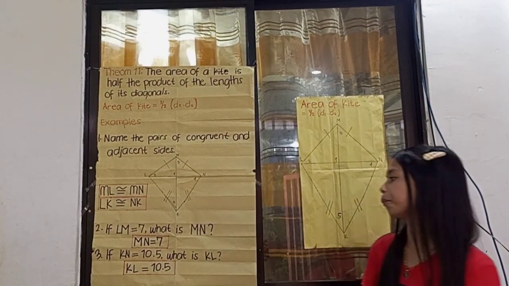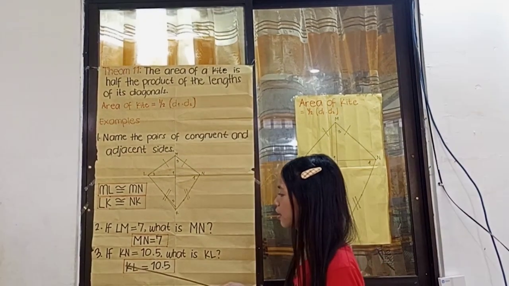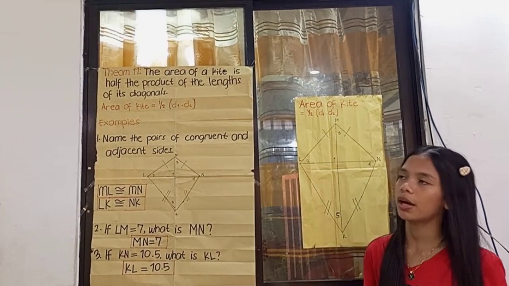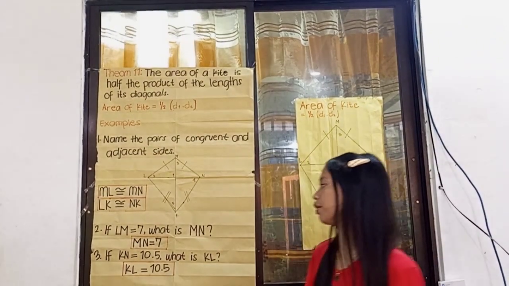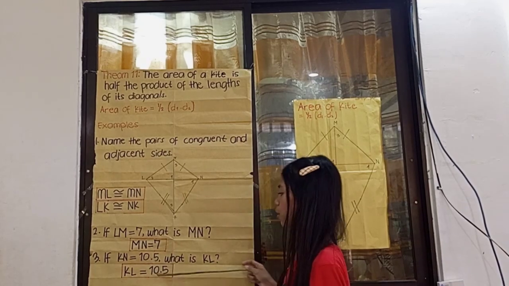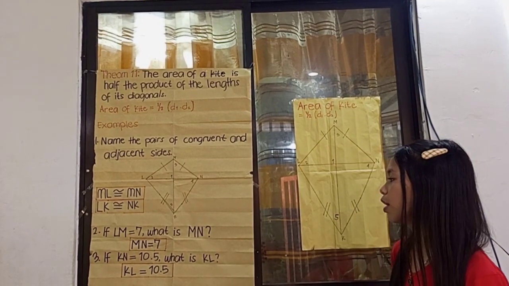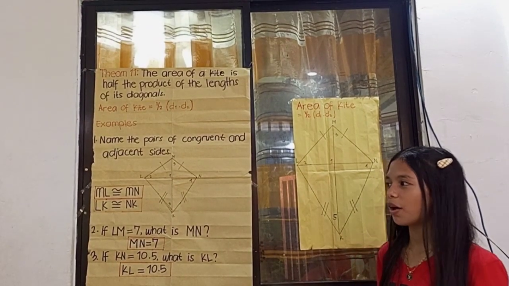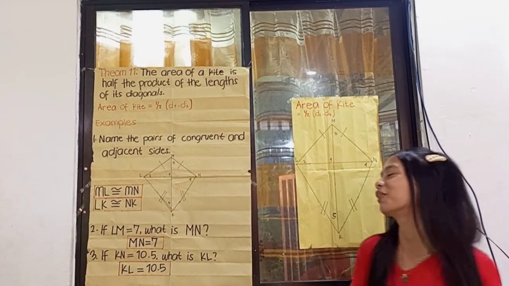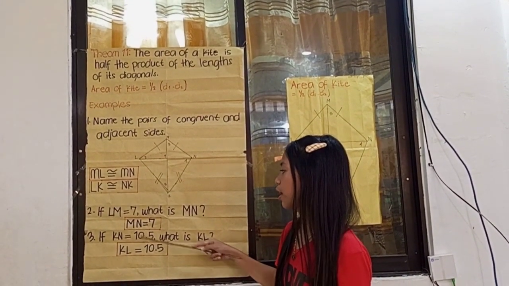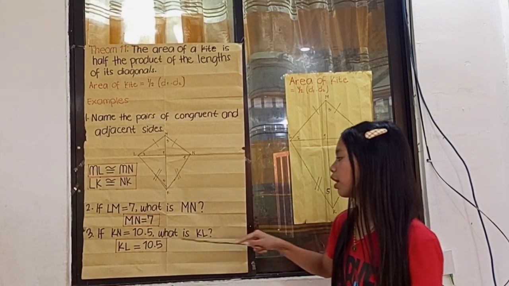Example number 3. If KN is equal to 10.5, what is KL? Same as number 2. Since they are congruent, the answer is also 10.5 for KL. Since they are congruent, they are the same. So KN is equal to 10.5.